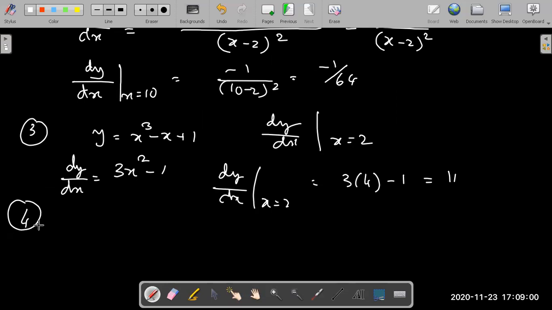So the fourth question, find the slope of the tangent. I think that's easy, straightforward. I'm skipping the fourth one. I'm doing the fifth one.